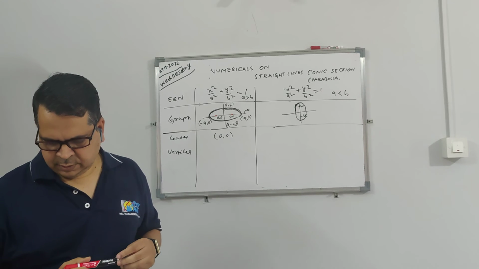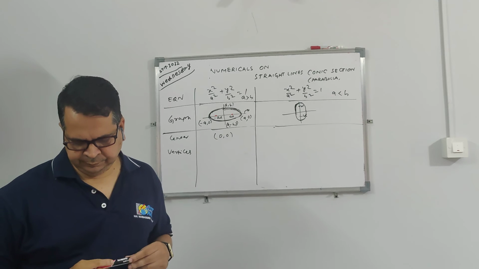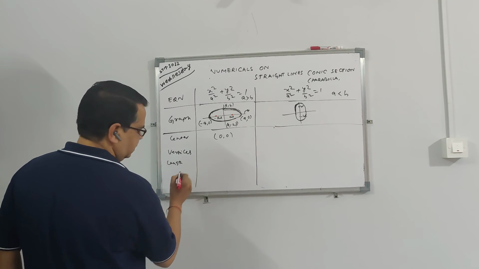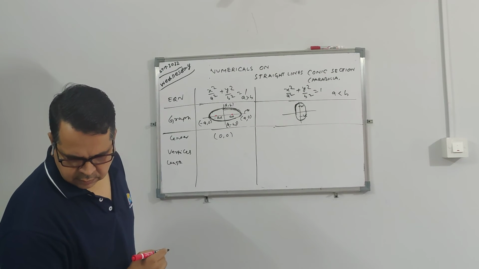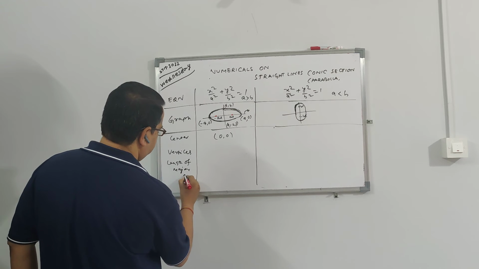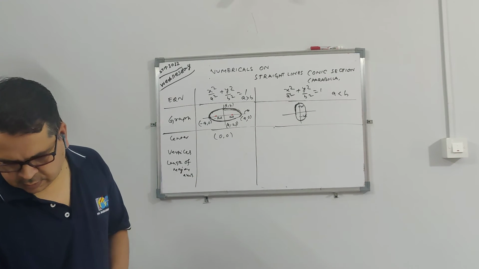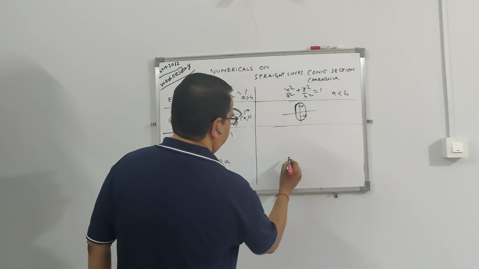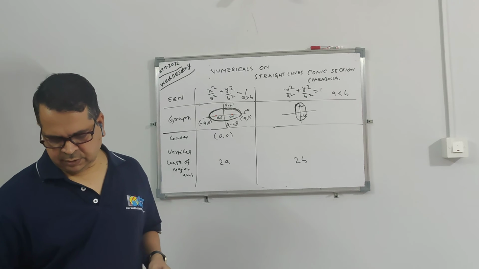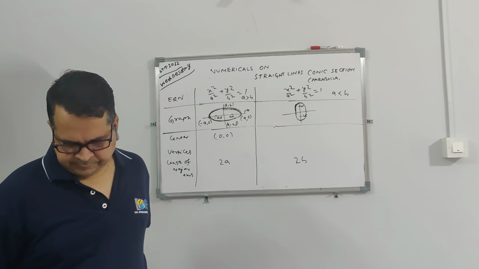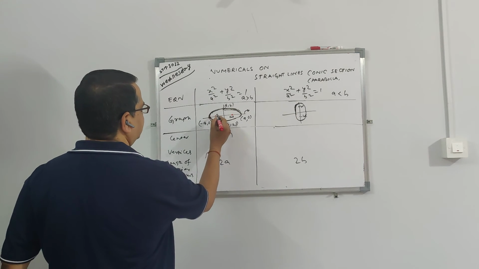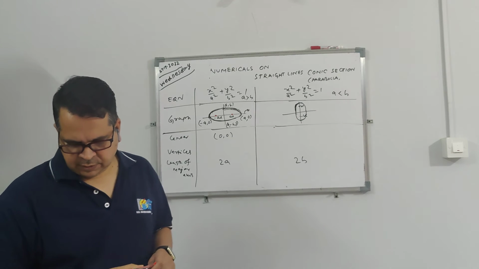So those are the coordinates. And the length of the major axis: here the length is 2a, here the length is 2b. And the length of the minor axis will just be the reverse. And the coordinates of foci.